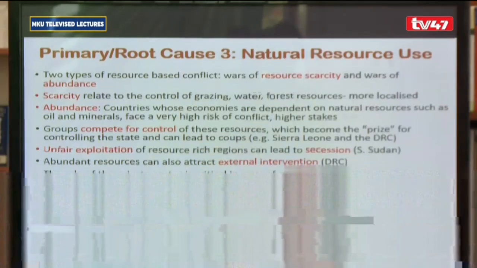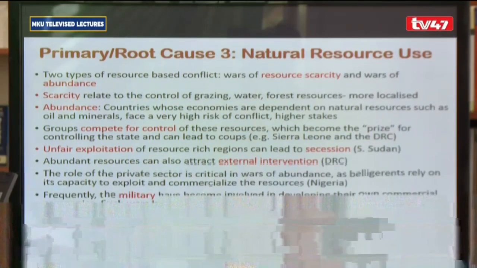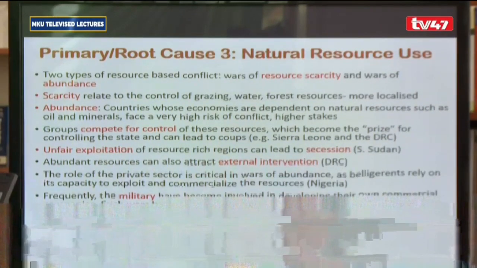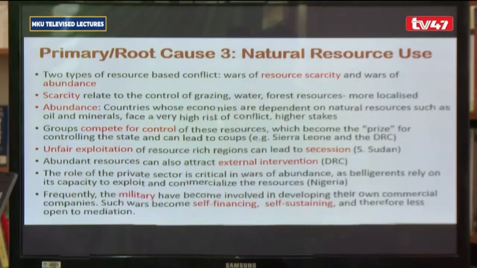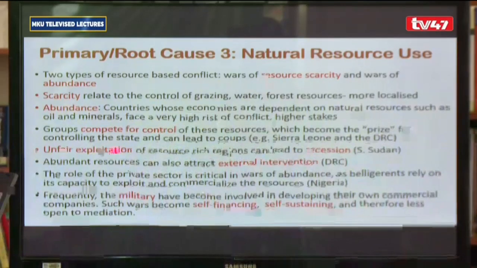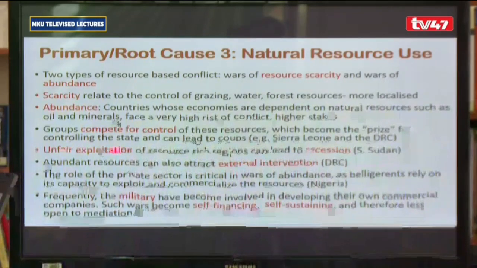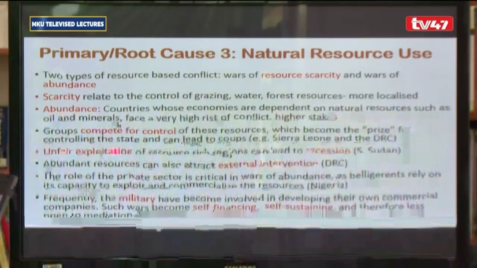In the case of scarcity, this relates to the control of fewer resources within a small area: grazing pastures, water and forest resources within a location that are being competed over by a small group of people. So once in a while, these resources are not enough to sustain different groups of people, or one group of people is interested in that resource when others are not interested in that resource.